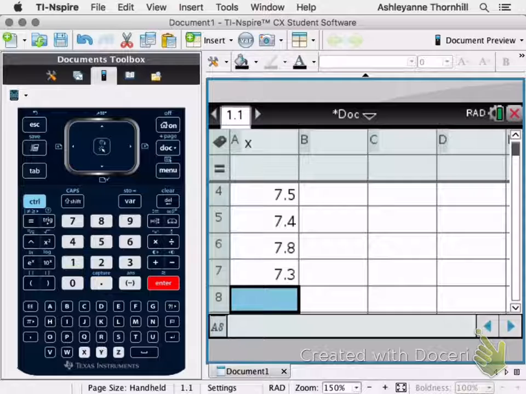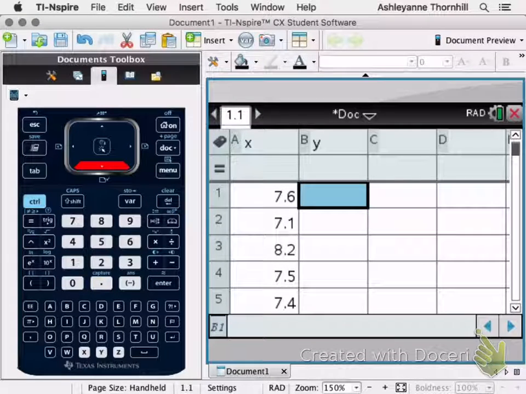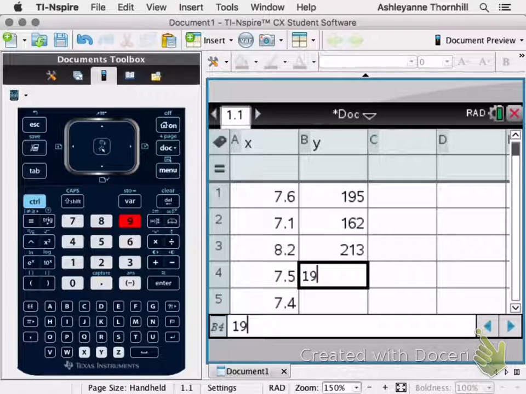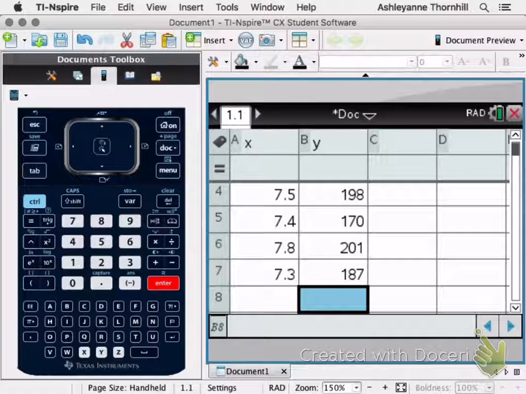So once you have done that, I want you to scroll to the top of your second list, and name that list Y. You're just typing the letter Y into list B, and I want you to type all of the Y values. So 195, 162, 213, 198, 170, 201, 187. I'll give you guys a second to do that.